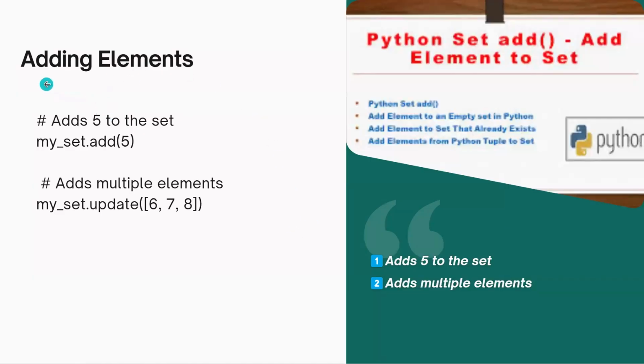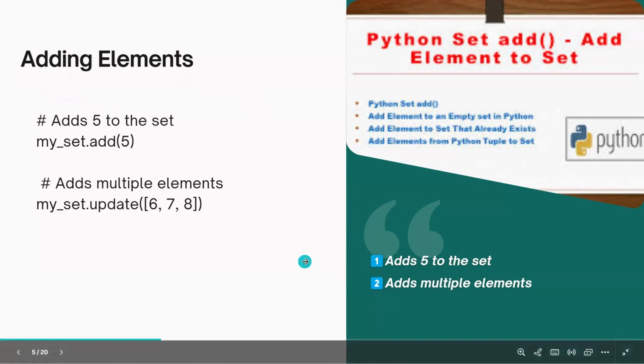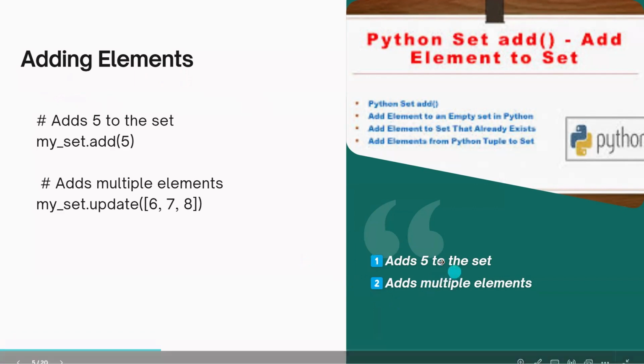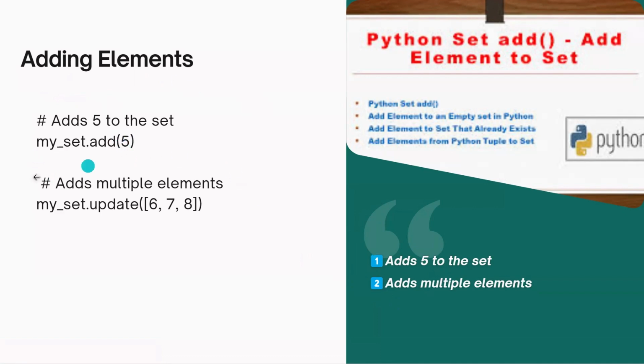Now let's see how we can add elements to a set. In two ways we can add elements to a set. For example, I'm adding a 5 to this set. By using this we can add 5 to the existing set. Or if we want to add multiple elements at a time, we can use this one to add multiple elements. Let's see practically by running the program.